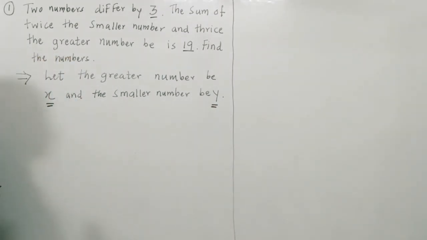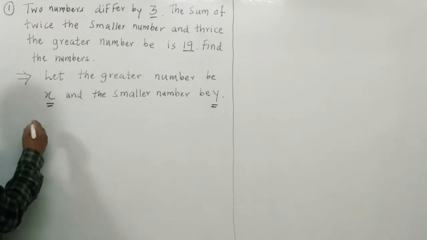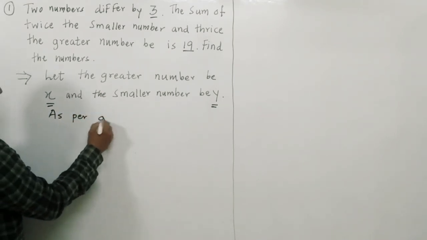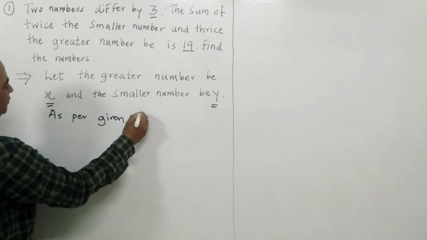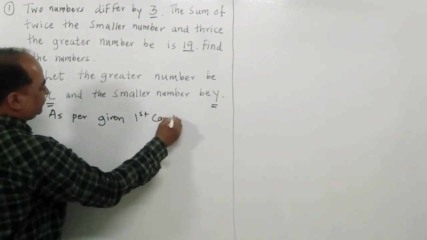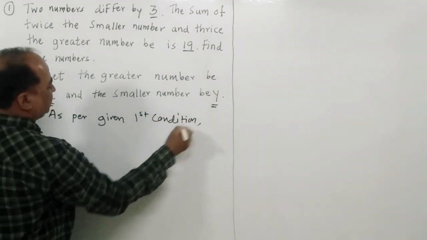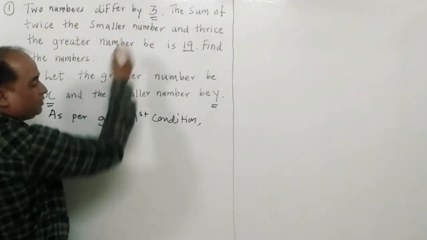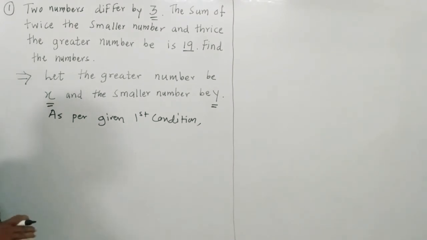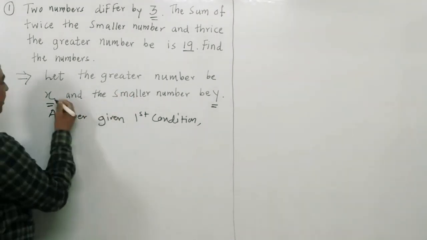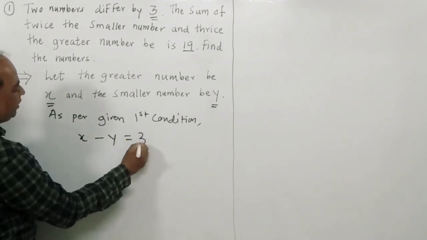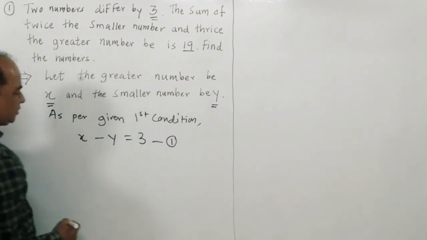Now here two conditions are given in this word problem. As per the first condition, the two numbers differ by 3. The difference between the two numbers is 3. So the greater number x minus the smaller number y is 3. This is equation number 1.